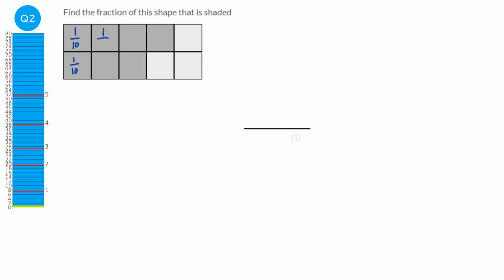There are 10 squares in total, so each square is worth 1/10. And if we count all of the shaded squares, we notice that in total there are 7 shaded squares. So that's 7 lots of 1/10 or 7/10.